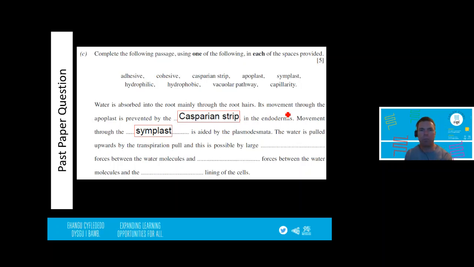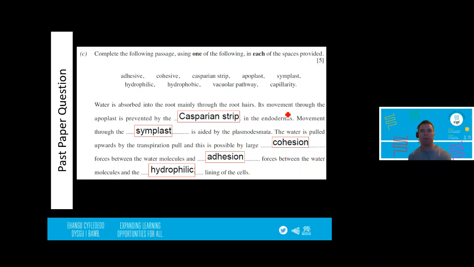The water is pulled upwards by the transpiration pull, and this is possible by large cohesion forces. It says cohesion. Cohesive makes more sense, doesn't it? Cohesive forces between the water molecules, and adhesion, and it should be adhesive forces between the water molecules and the hydrophilic lining of the cells.